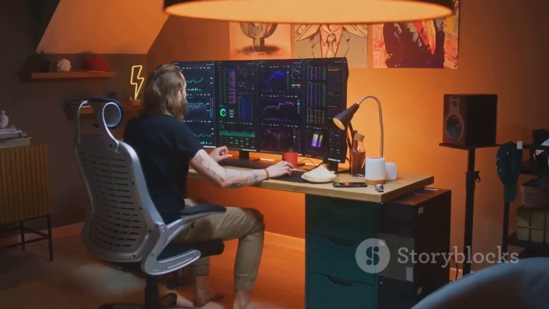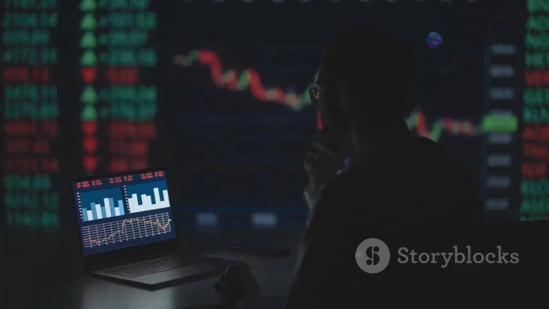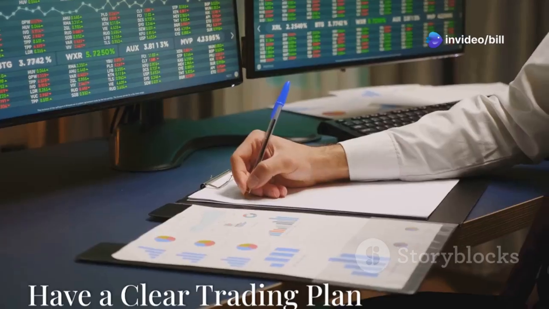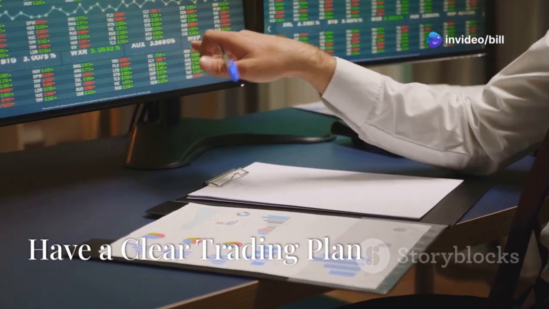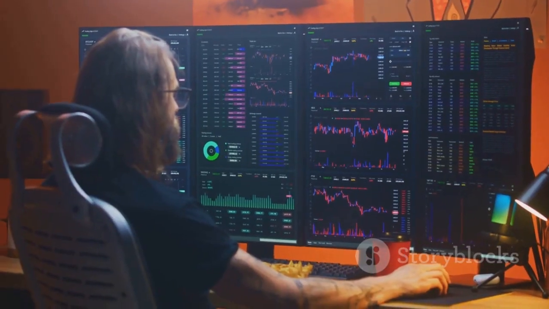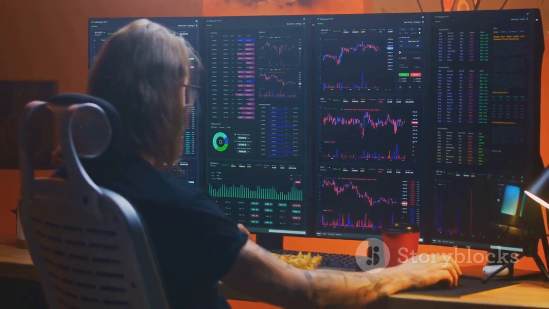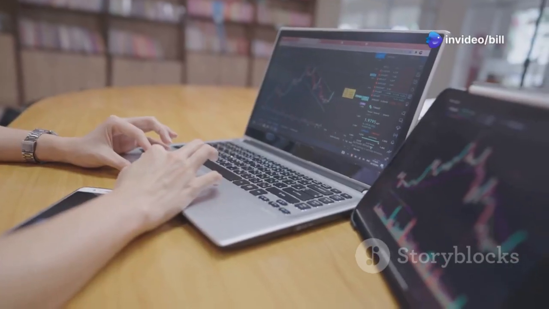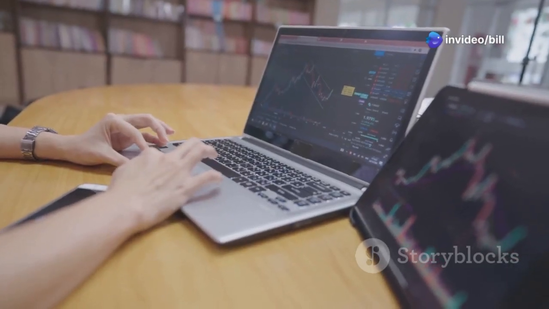Number 7 pro tip, keep track of your trades. Maintaining a trading journal helps you analyze your performance and identify patterns or mistakes. And these may include date and time of the trade, asset traded, entry and exit points, profit or loss, observations, and lessons learned.